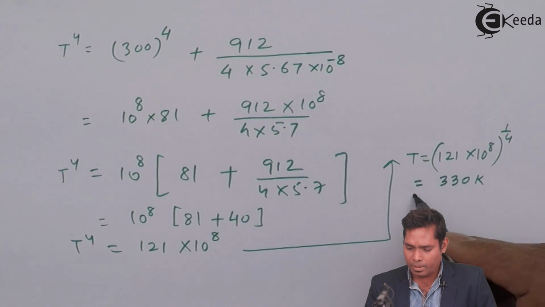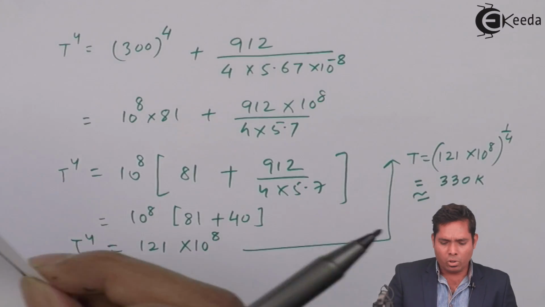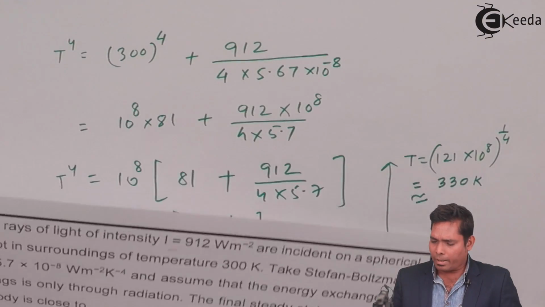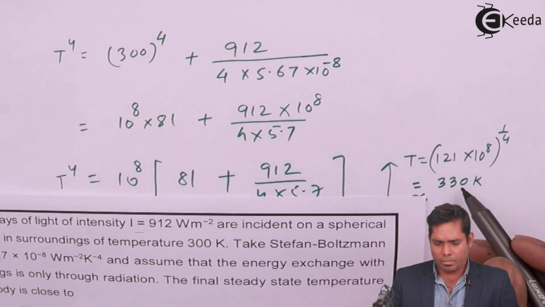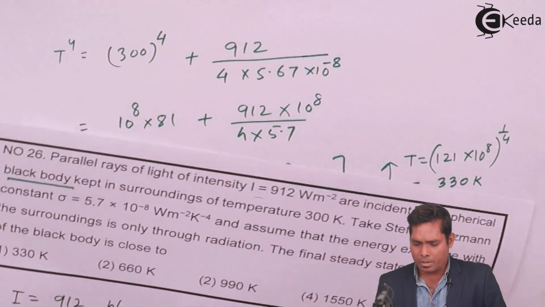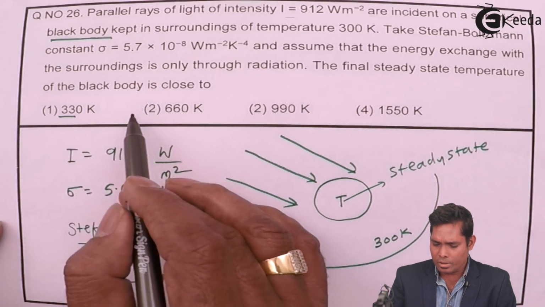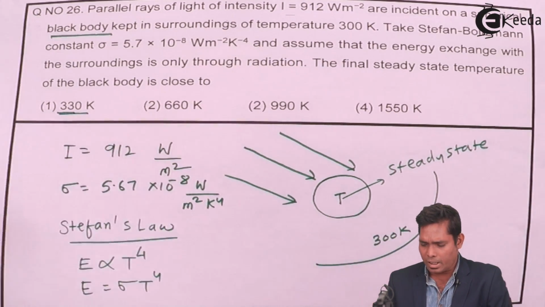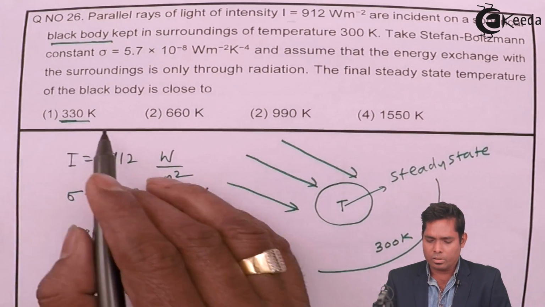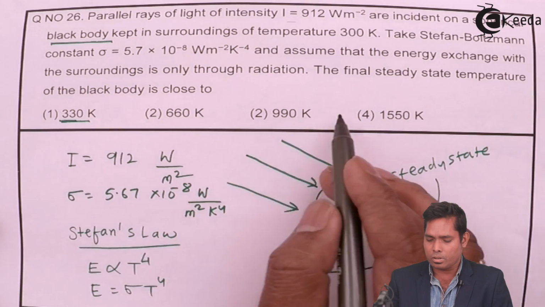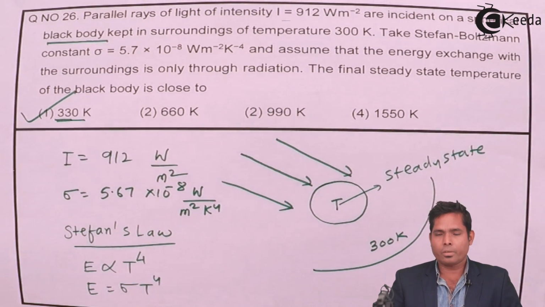So it's an approximate result because we are concerned with the nearby temperature. It might be a little less or a little more, but we are not concerned about that because the differences between options are very large. So 330 is the answer. Even if you get 320 or 328 or 335, this is the answer because there are no other options nearby. So this is the correct answer to this question. Okay, thank you.